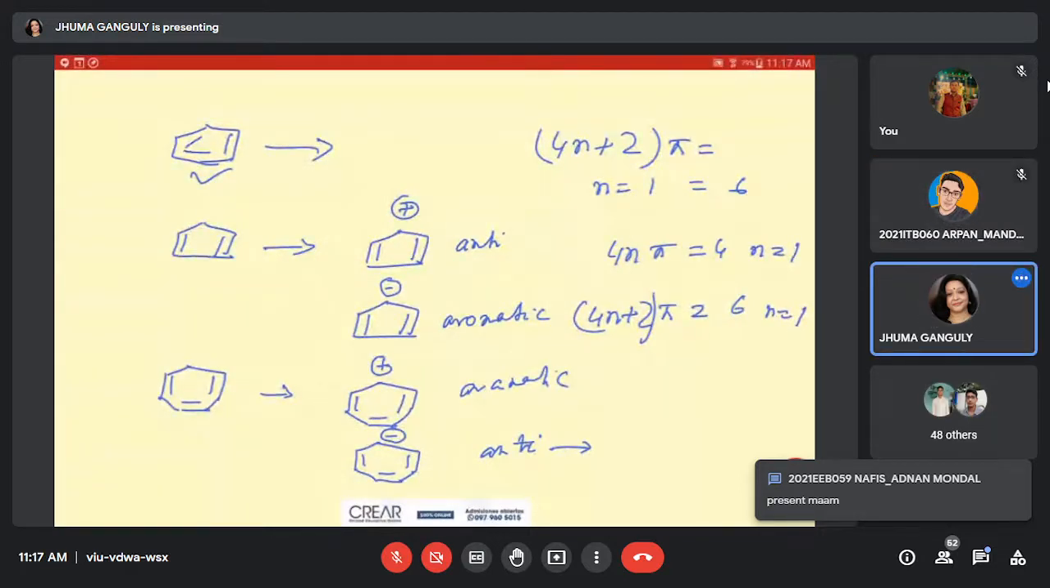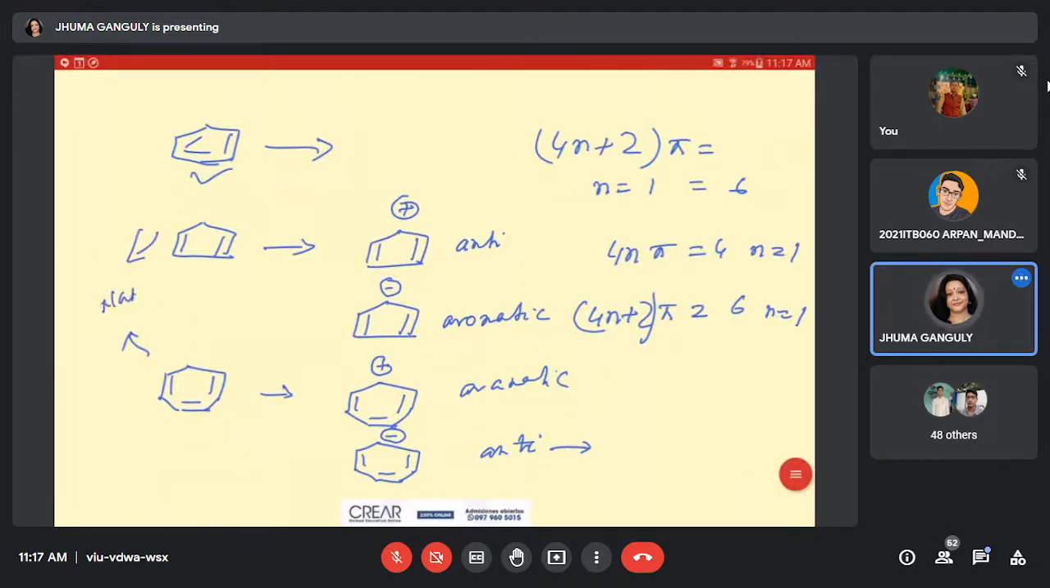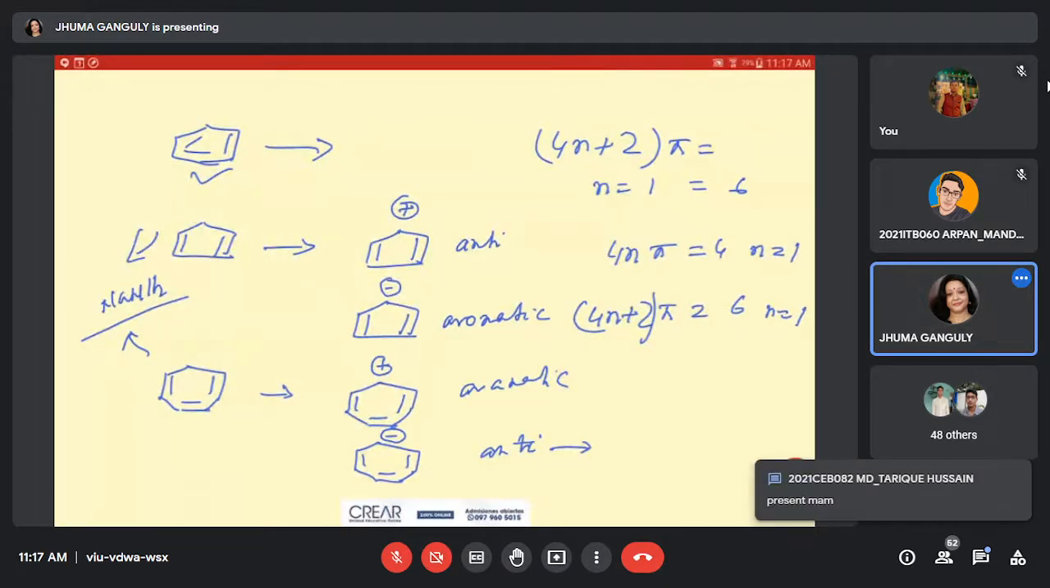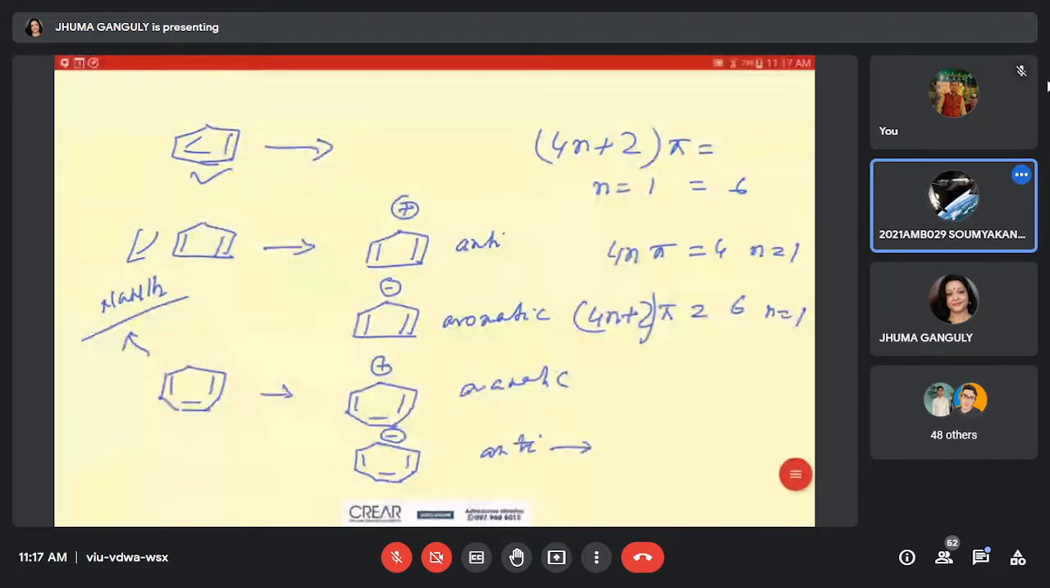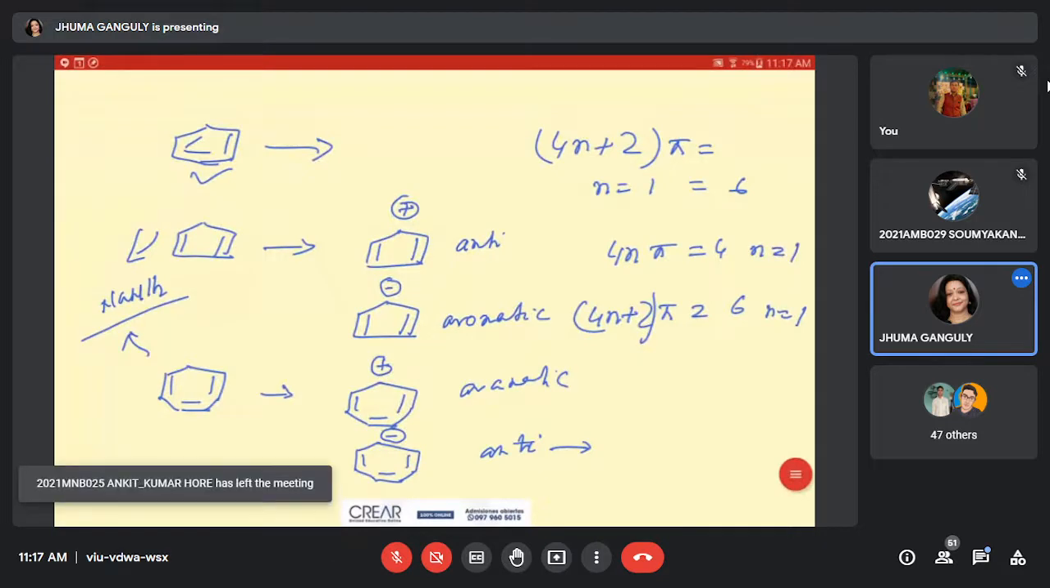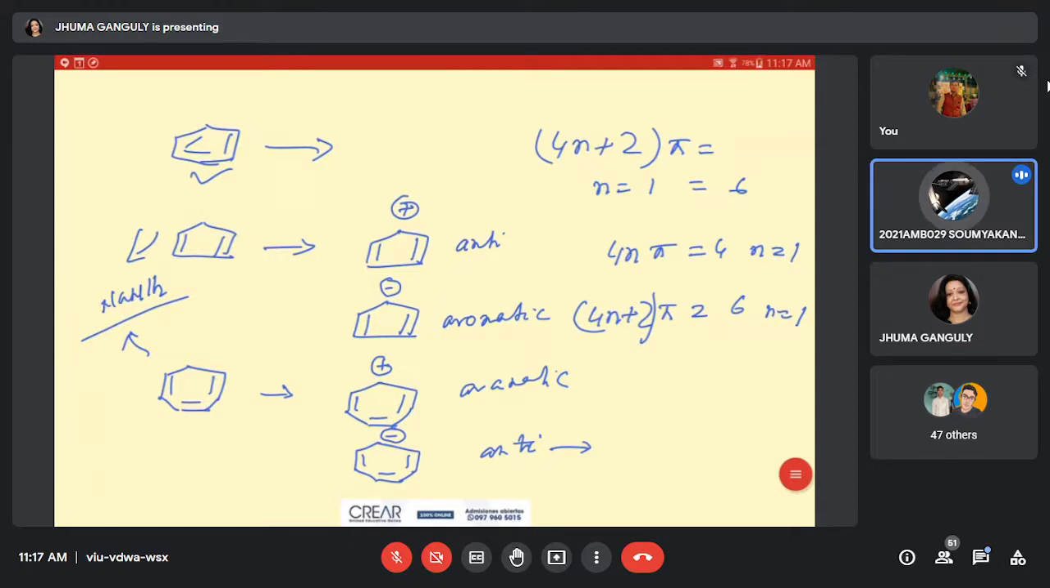Now 4n pi electrons. Suppose we have these two moieties, and we treat them separately with NaNH2. What is NaNH2? Sodamide. Sodamide is a base. Then the base will abstract the acidic hydrogen. Ma'am, cyclopentadiene will react, but the next one will not react.